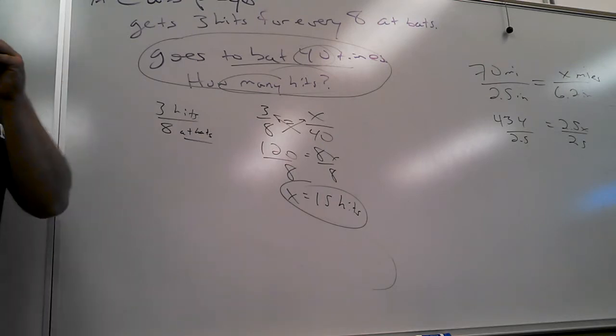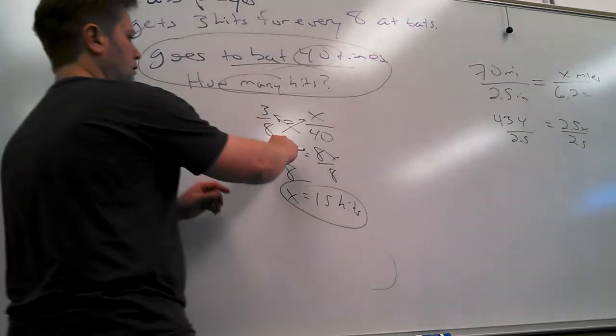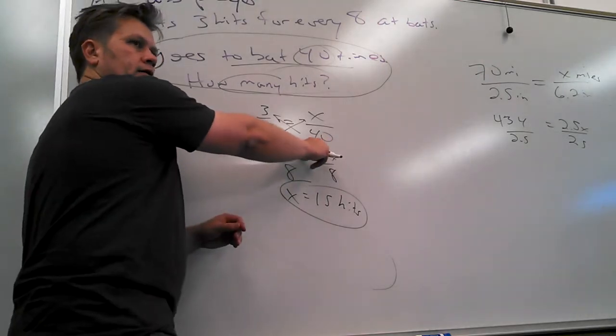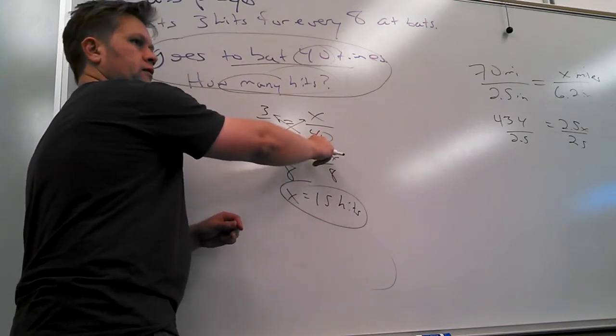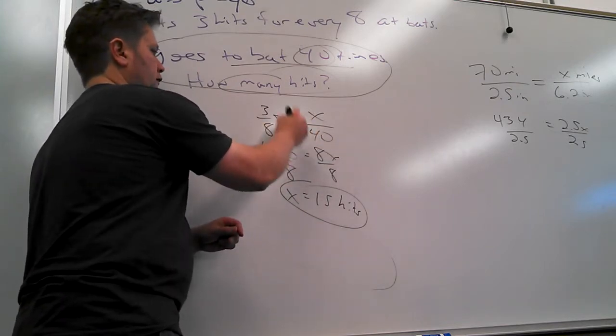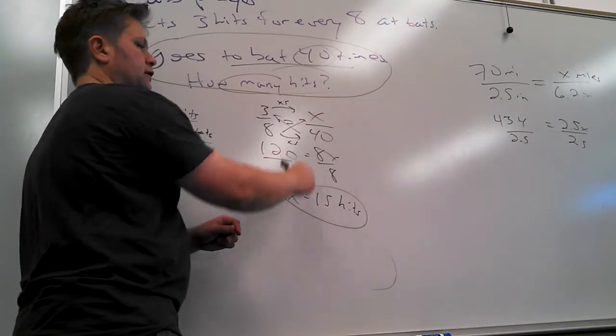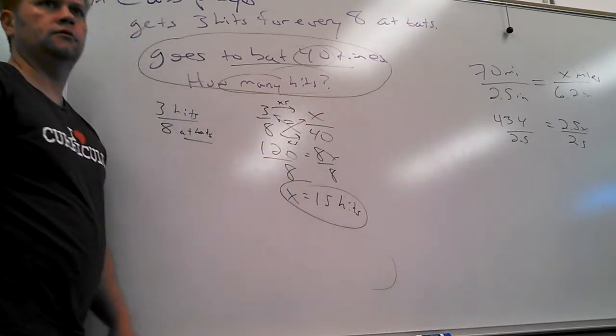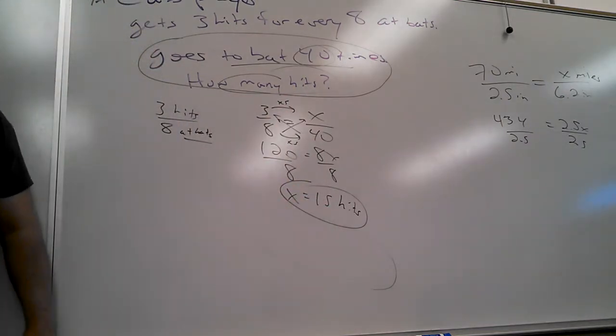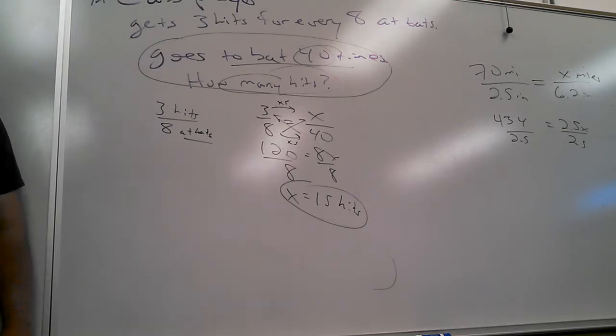The shortcut on this specific problem is because 8 becomes 40 very easily. 8 times what is 40? So if we multiply this by 5, you better multiply that by 5. 3 times 5 is 15, right? But if the numbers don't go in, that's when you've got to cross multiply and do the math to see what the weird decimal is going to be.